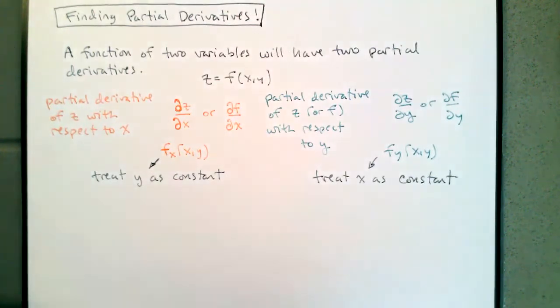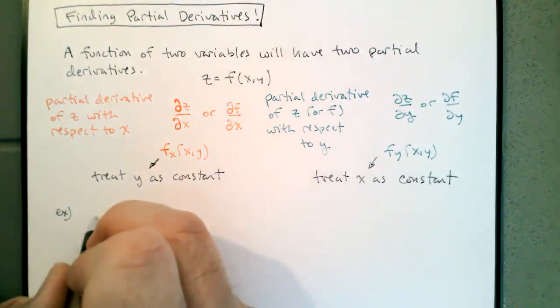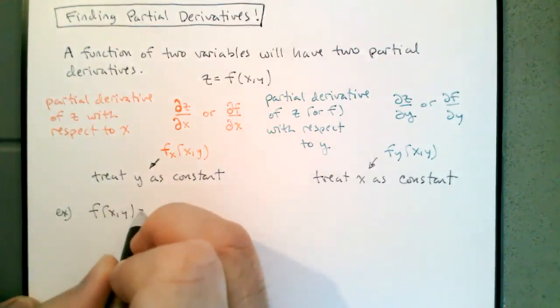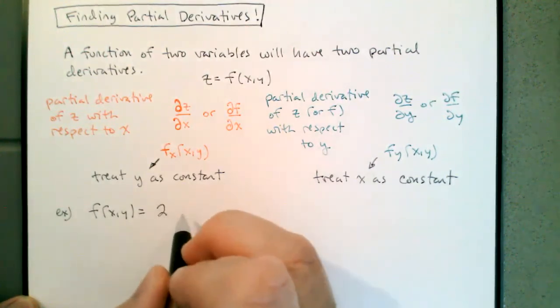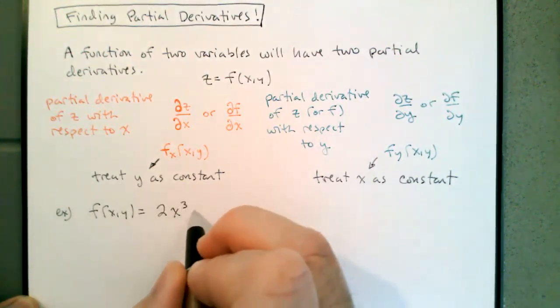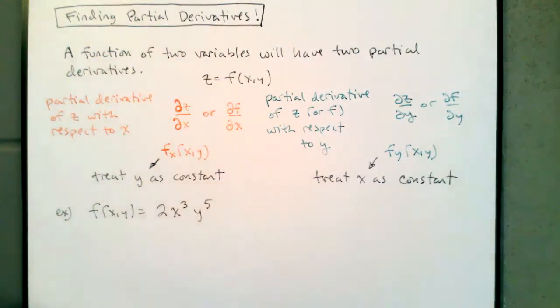So let's look at an example. Let's suppose that we have f of xy is equal to 2x to the third, y to the fifth. And we want to find both partial derivatives. So to find fx at xy, we just think of the y to the fifth as being a constant. Just treat it like a constant. And in this case, y to the fifth is a constant multiple.